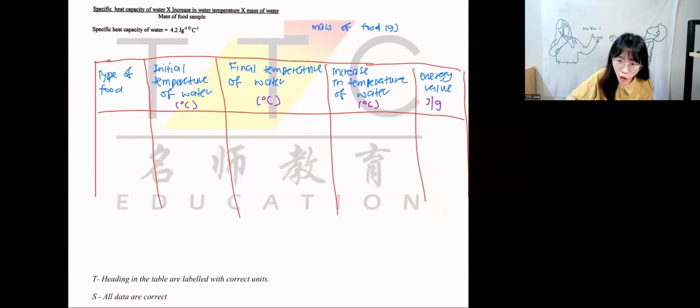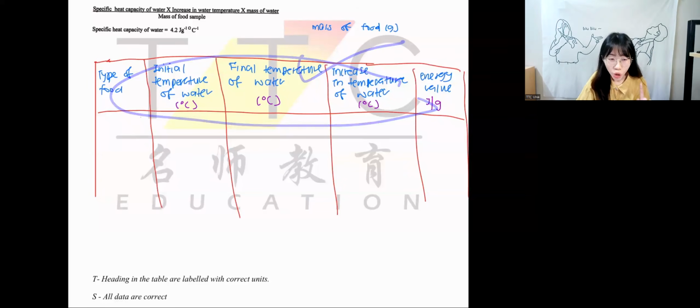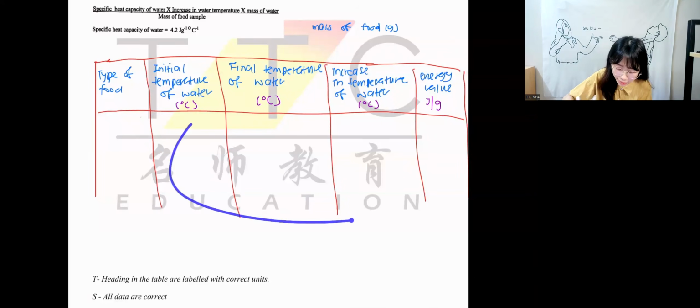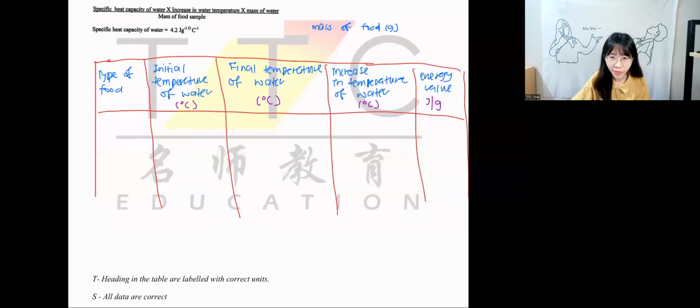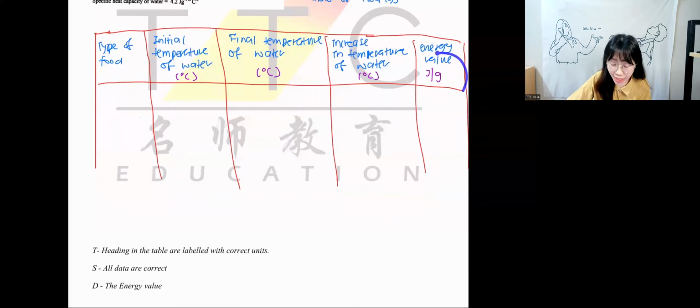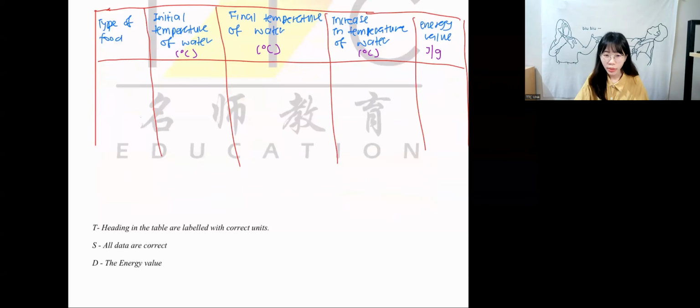Remember, you have to write your unit correctly. You have to write the data correctly. Do we have to write out the calculation? Don't have to write the calculation. Just write the answer. No calculation needed. If you want to write the steps, it's correct. Without the steps, it's also correct.